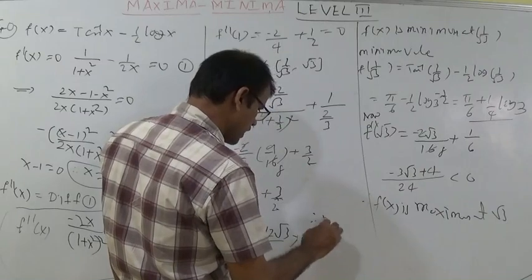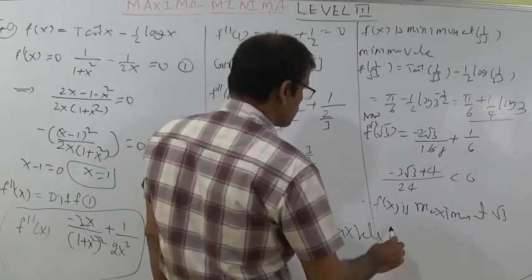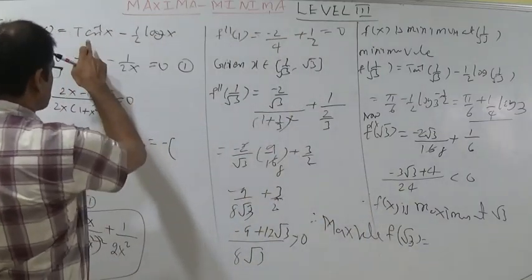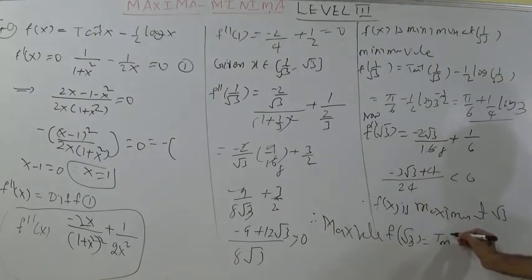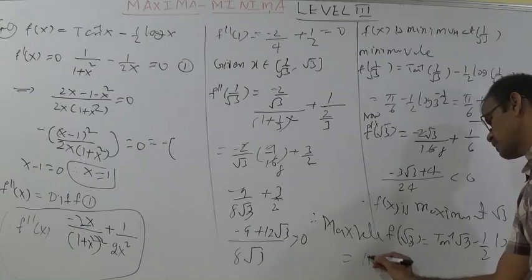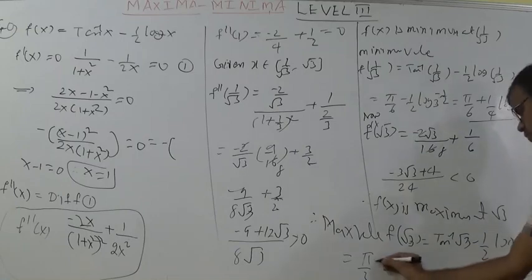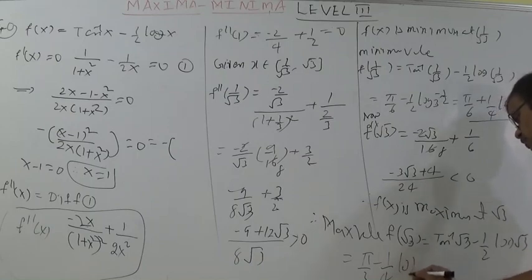Therefore, if you need the max value or greatest value, you can substitute the value root 3 in the function. What is the value of f of x? Tan inverse x minus 1 by 2 log x. Here you can write tan inverse root 3 minus 1 by 2 log root 3. Tan inverse root 3 value is pi by 3 because it is 60 degrees. Minus 1 by 2 log root 3, log root 3 you can write as 1 by 2 log 3 power 1 by 2. So 1 by 2 becomes 1 by 4 log 3 is the max value.